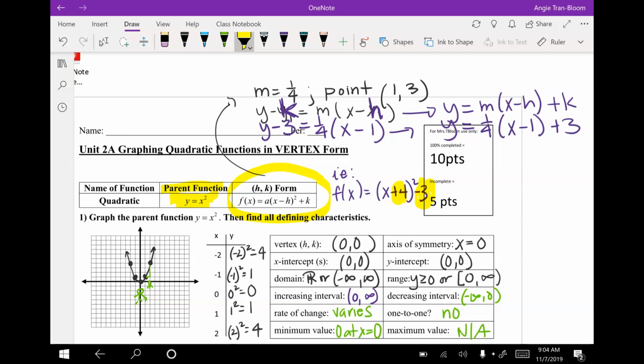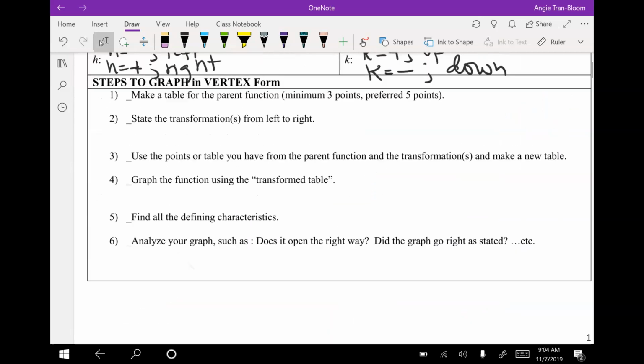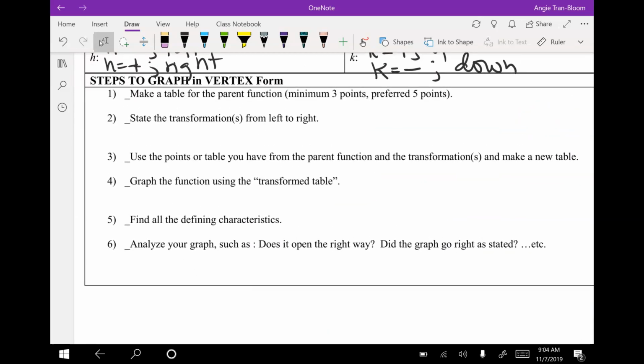Okay, let's practice. Actually, let's read this table really quickly. Can you help me read the guidelines? How to graph in vertex form. Diego, help me read number 1. Okay, let me tell you right now, I'm going to be asking for 5 points, okay? The reason is if you make 3 points, you tend to make a V, and that's incorrect, so I'm going to be asking for 5 points, okay?